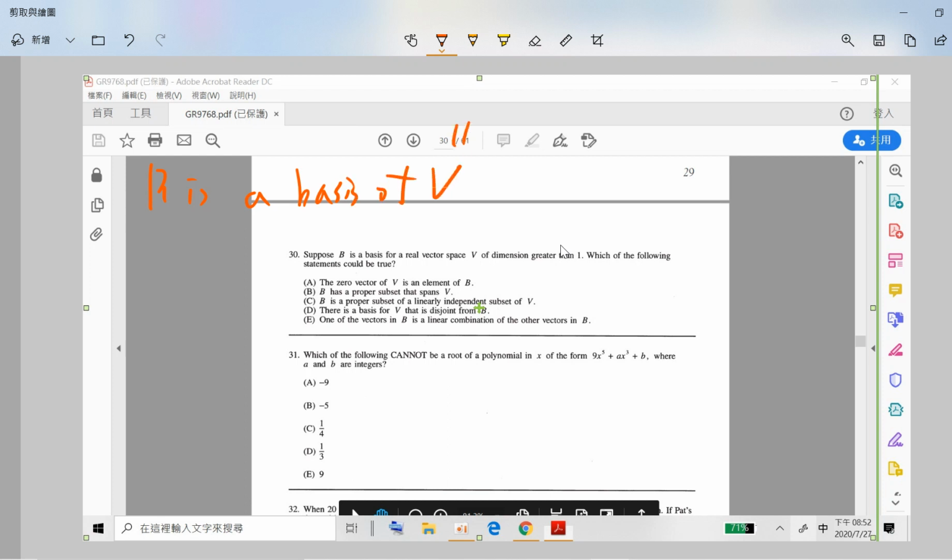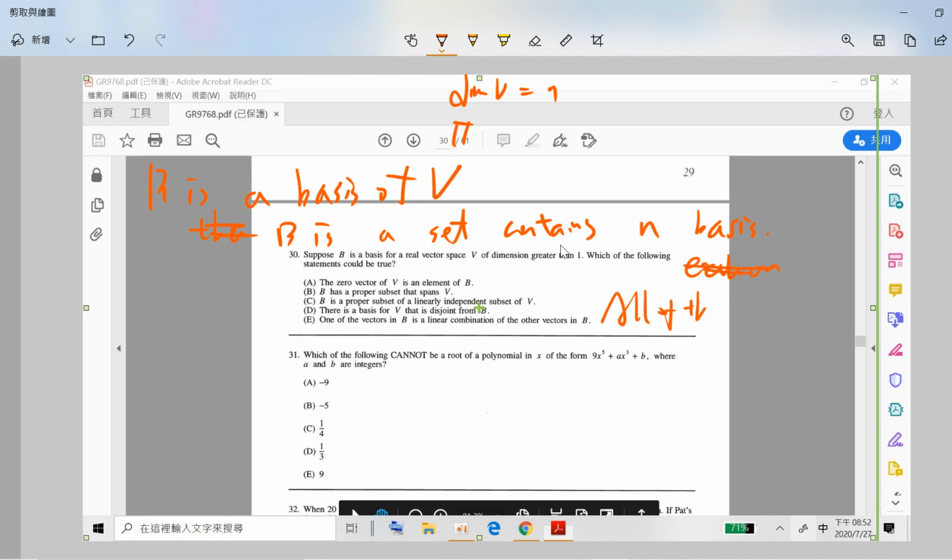of V. Suppose dimension V is n, that means B is a set that contains n vectors, and all of them are linearly independent. Okay, so the first one is a zero vector, and if you have n linearly independent vectors, then zero cannot be one of them.